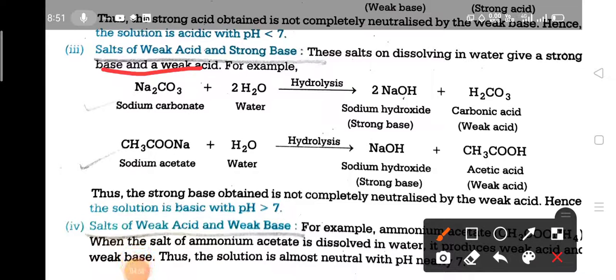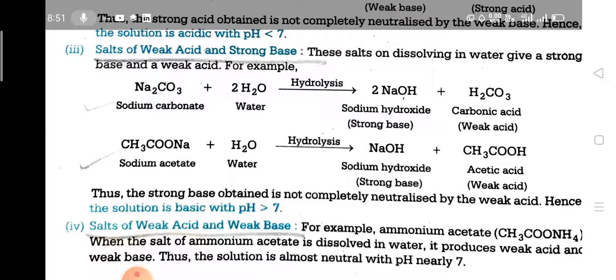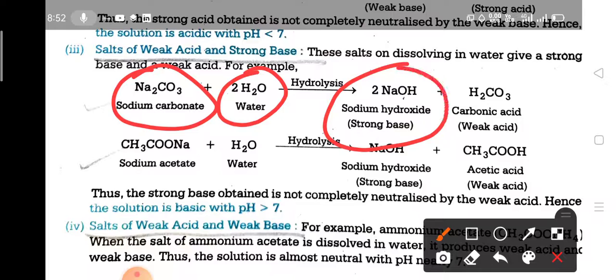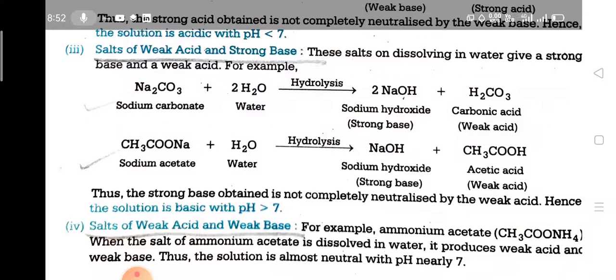Now the third is the salt of a weak acid and a strong base. Here when we hydrolyze the salt, it will form a strong base, hence the pH will be greater than 7. For example, sodium carbonate. When sodium carbonate reacts with water, it will form a strong base, sodium hydroxide, and carbonic acid. Carbonic acid is a weak acid. According to the strong base, its pH will be greater than 7.